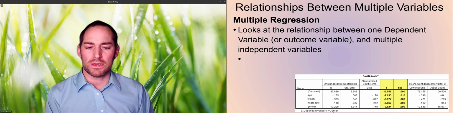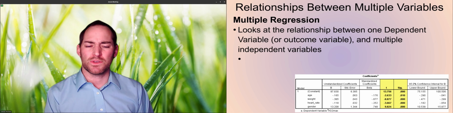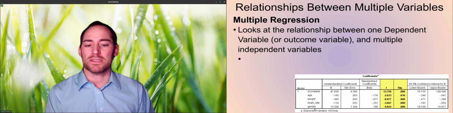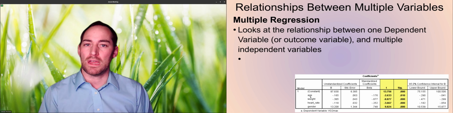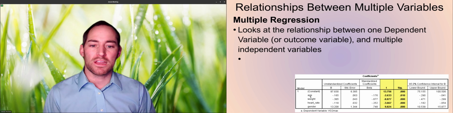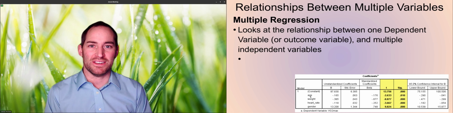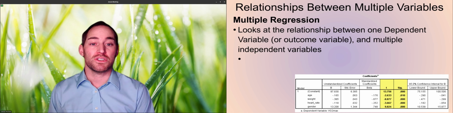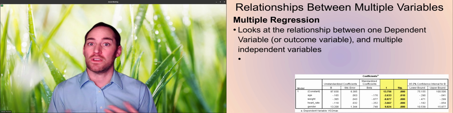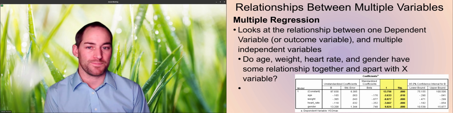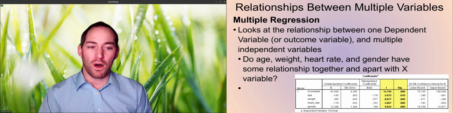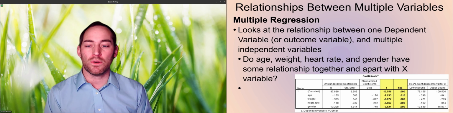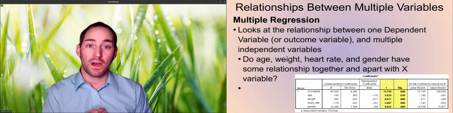This was one that we used in class earlier. So this was like your oxygen intake, and you could predict that based on your gender, your heart rate, your weight, your age. So you're not causing a change in someone's age. I don't think you've got a time machine to cause that change, but we can look at the relationship between age and how much oxygen your lungs can actually process. So, do they all have the same relationship together or apart with oxygen?